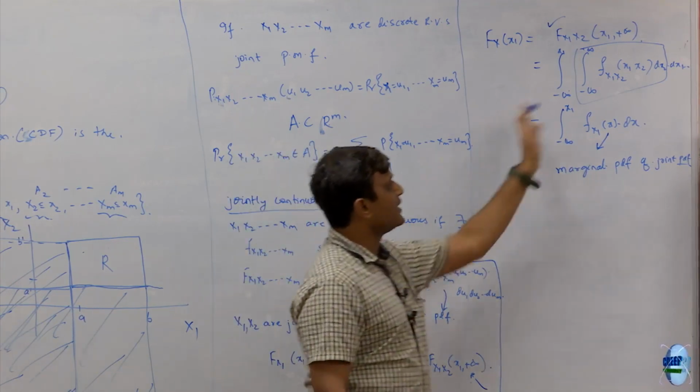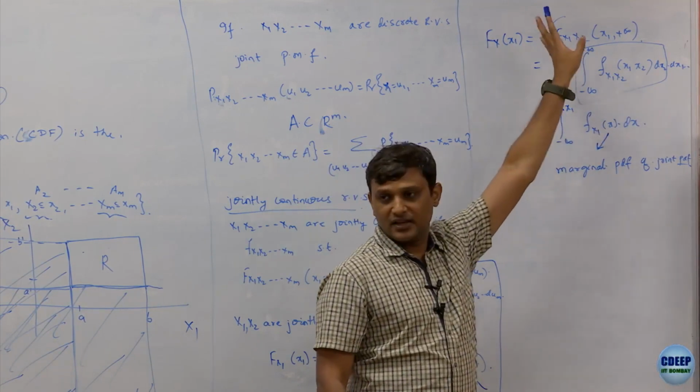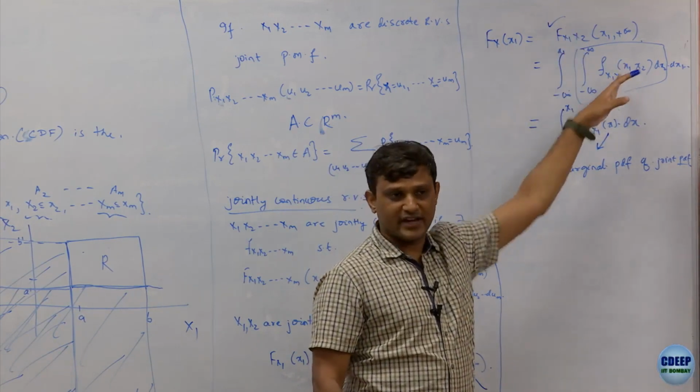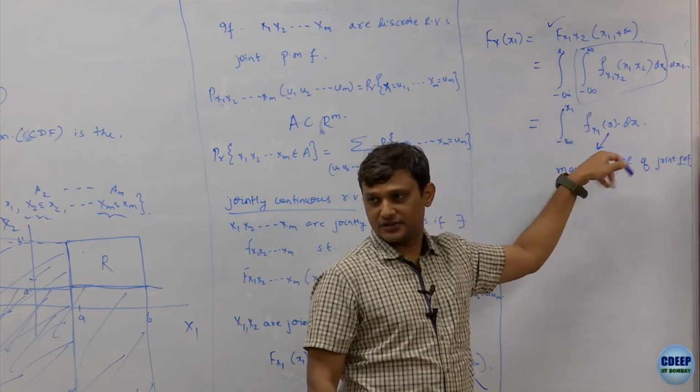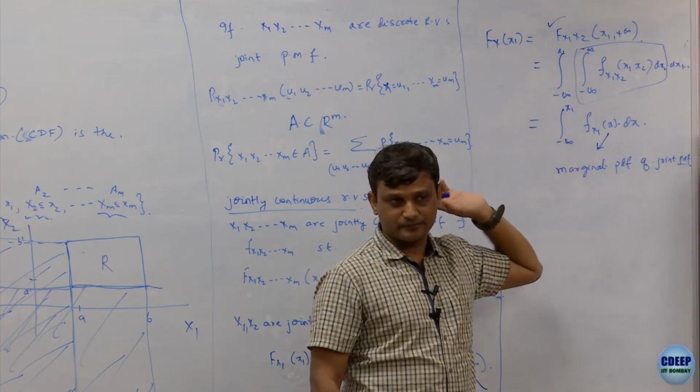Okay, so basically, when I did this integration, I just removed all the information related to x2, and I am just focusing on my random variable x1. That is why I am going to call this the marginal PDF here.